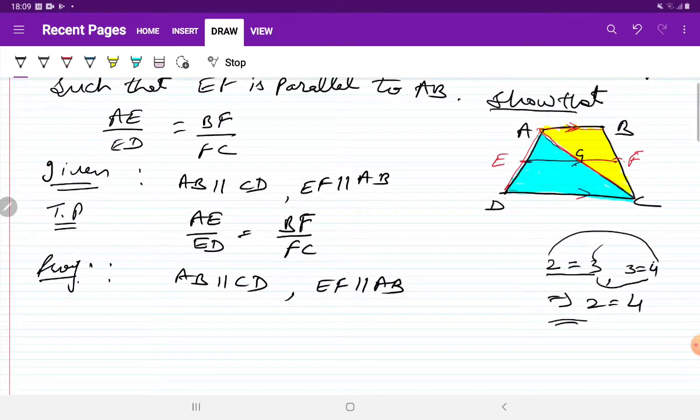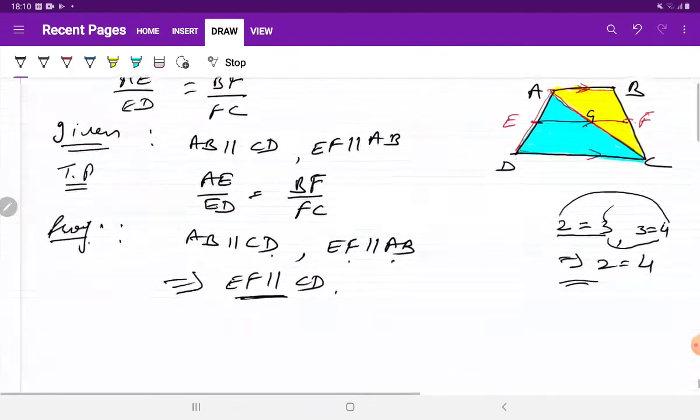So same here. AB is parallel to CD and EF is parallel to AB. Then what will we get? Automatically EF will be parallel to CD also. Why? Because CD is parallel to AB and AB is parallel to EF. Got it? So we'll use this result in our theorem, in our example.